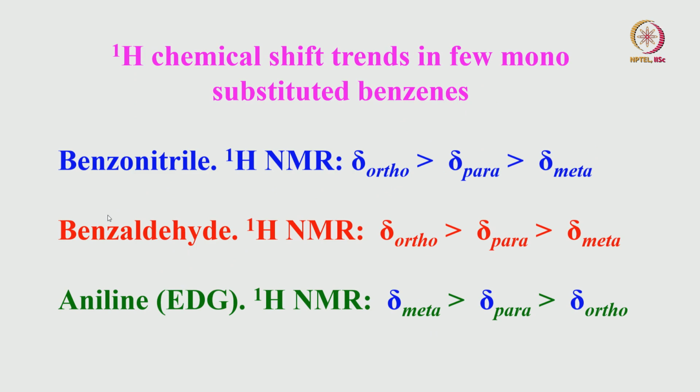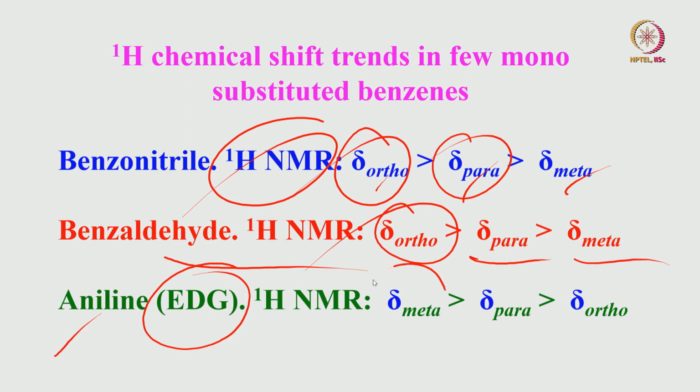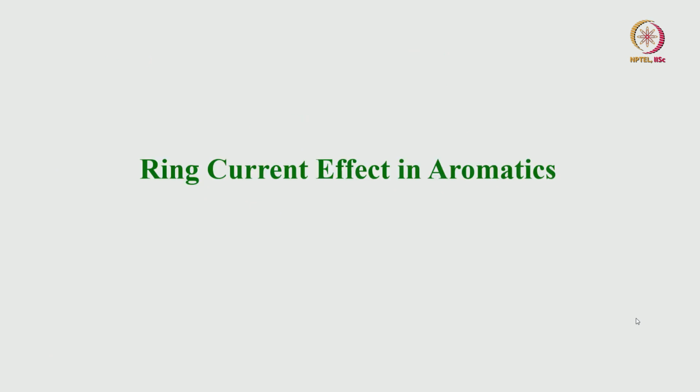So, proton chemical shift trends in a few monosubstituted benzenes: if I take benzonitrile, proton NMR, delta ortho is at higher field, the chemical shift is larger for this than this than this. If I take benzaldehyde, the ortho proton chemical shift value is larger than para than meta. And if I take a group like aniline, the meta proton has more than para and ortho. These are some trends about the chemical shifts in substituted benzenes, especially ortho and para positions and the meta positions. This is what we need to understand.